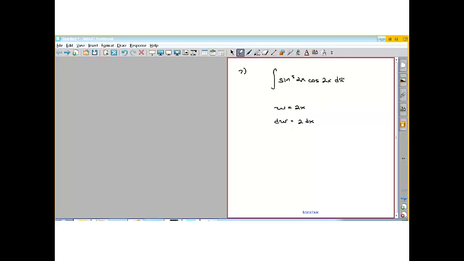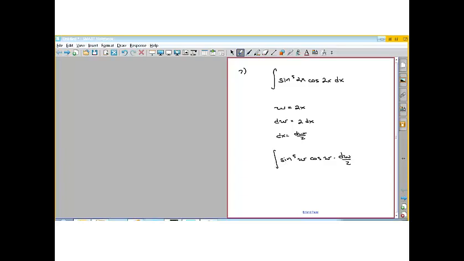So we have dx in the original integral, so let's solve for dx. It's going to be dw divided by 2. So when I make those substitutions into the original integral, I get sine to the fifth of w times the cosine of w times dw divided by 2.